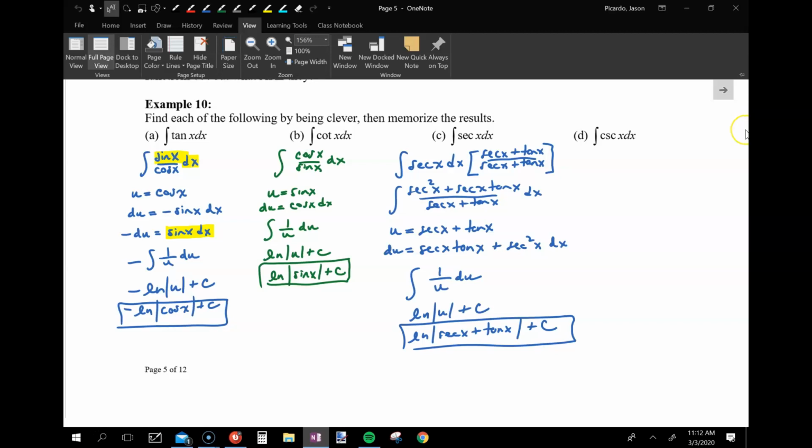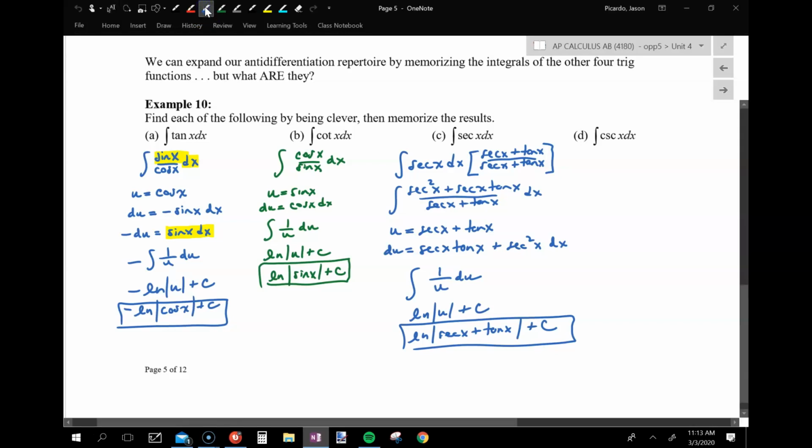So instead of us sitting here and going through another one of those, I'm just going to give you the next one. Were you to go about all of this for cosecant, you would wind up with negative natural log, the absolute value of cosecant of x plus cotangent of x, plus c.